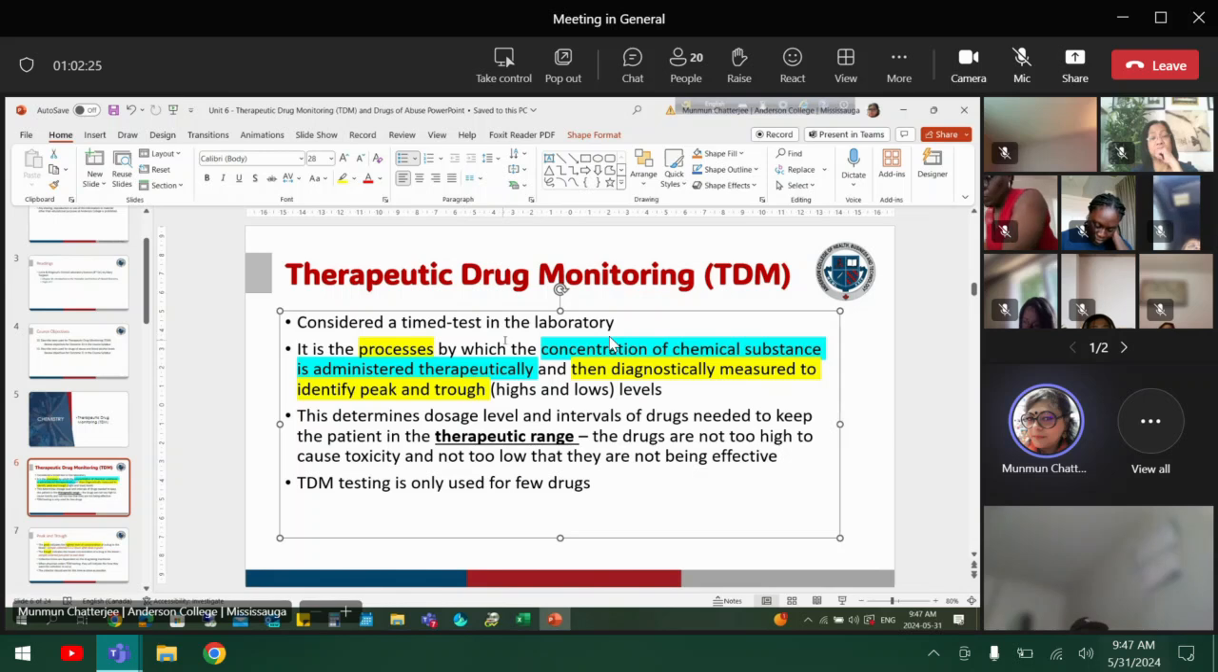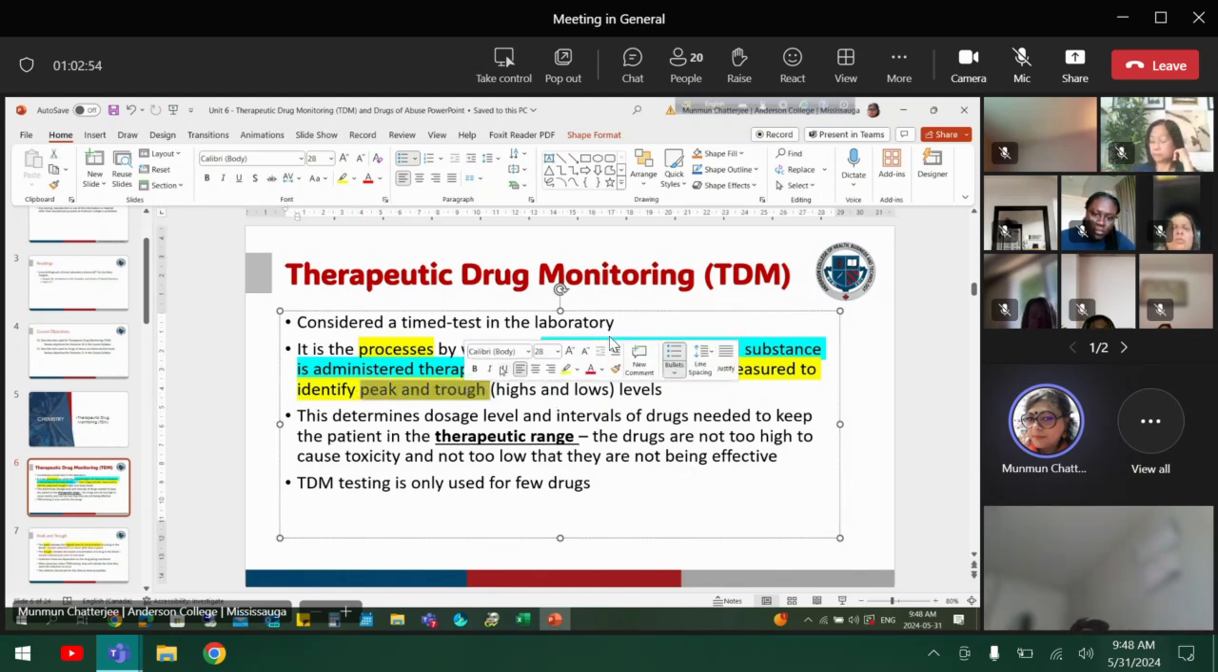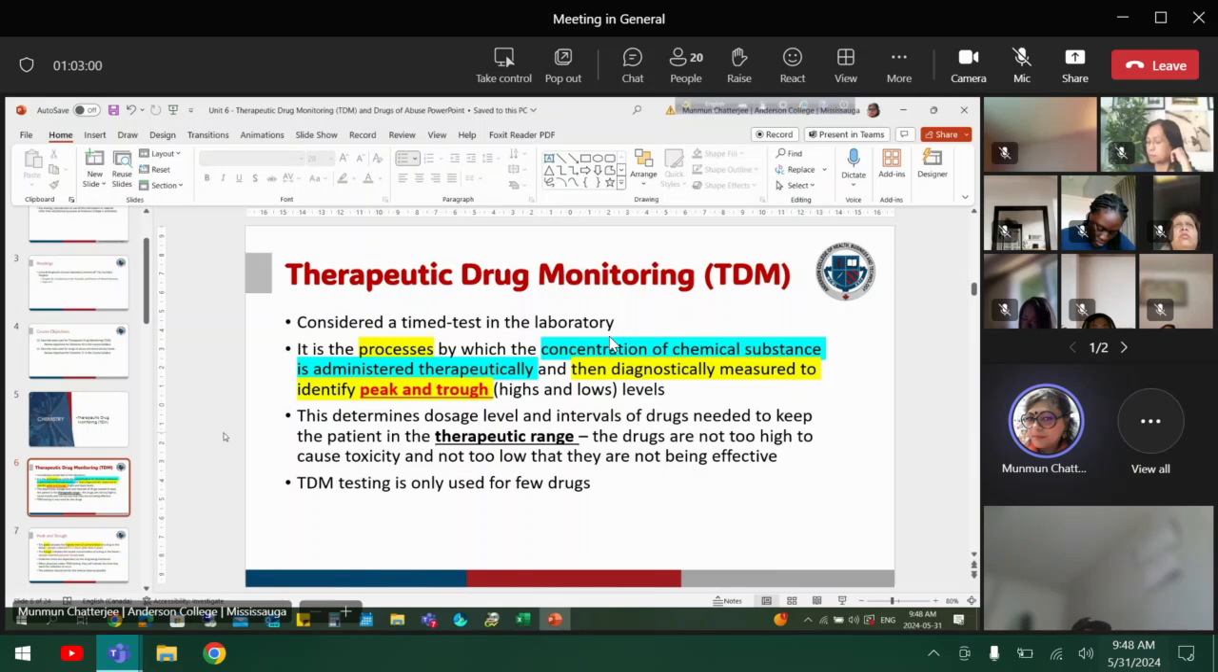It is considered a timed test in the laboratory. In this process, the concentration of a chemical substance administered therapeutically as per the doctor's prescription is measured, and they identify the peak and trough, that means the high and low levels. These two terminologies are important: peak and trough. They like to see what the peak level is and what the trough level is.